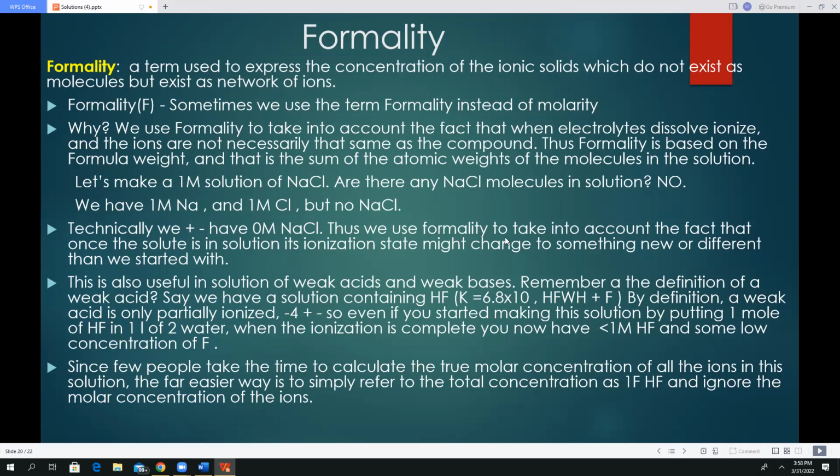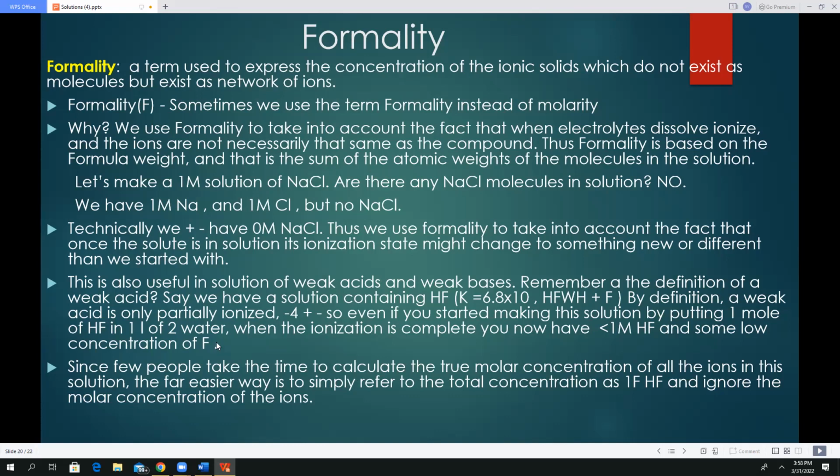So we use formality that once the solute in the solution has dissolved, then you have this concentration of whatever it is. Very few people take the time to calculate the true molar concentration of all of the ions. That's why the formality was born.